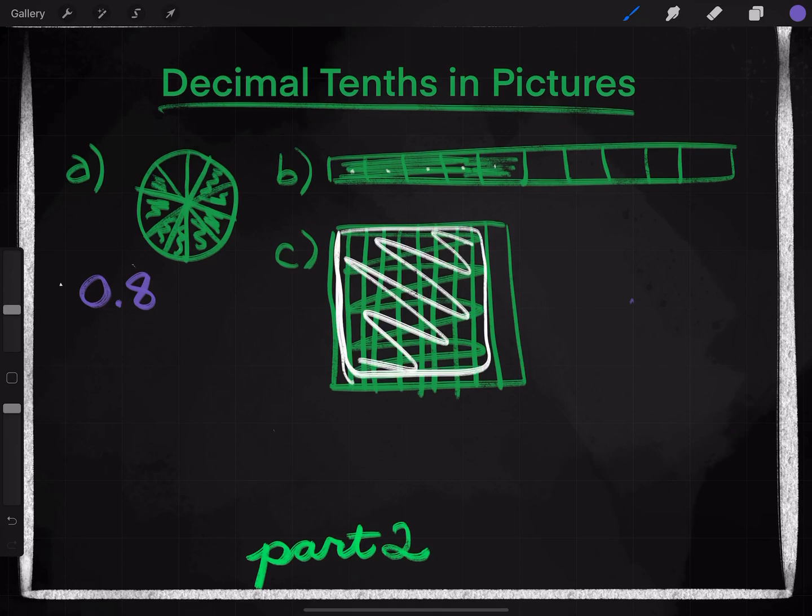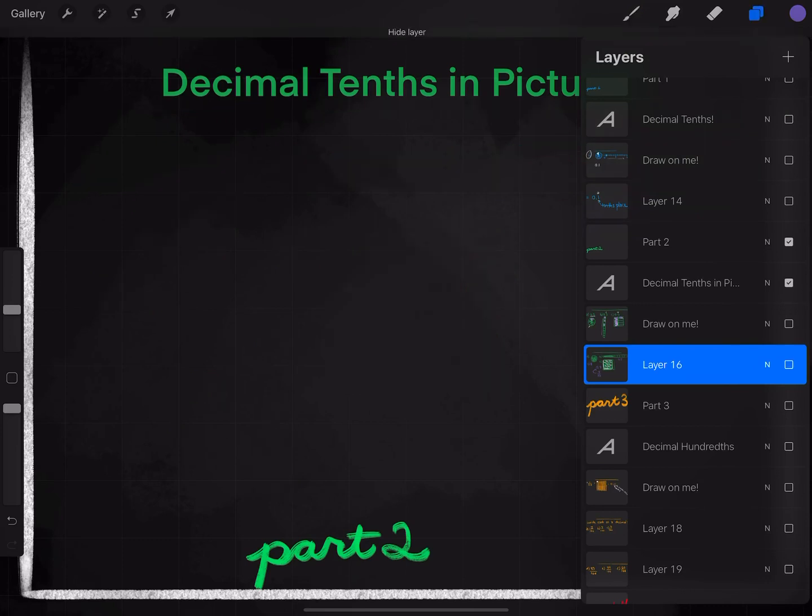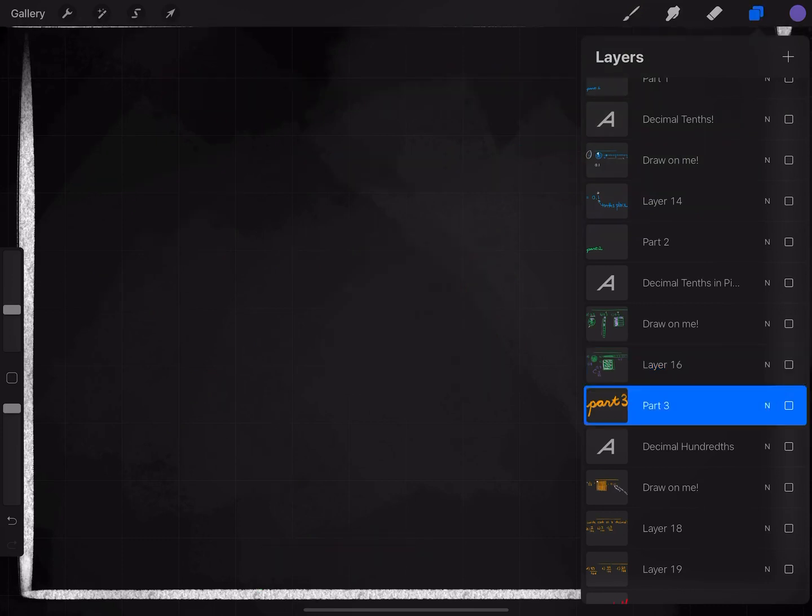In part B, we see 1, 2, 3, 4, 5 are filled out of 10. So part B is 0.5. And then in part C, we see that 1, 2, 3, 4, 5, 6, 7, 8, 9 pieces out of 10 are colored, so it's 0.9. You can also write it like this, 9/10, and then you can convert it into decimals by writing 0.9. So that's just how we would use some pictures to show decimals.